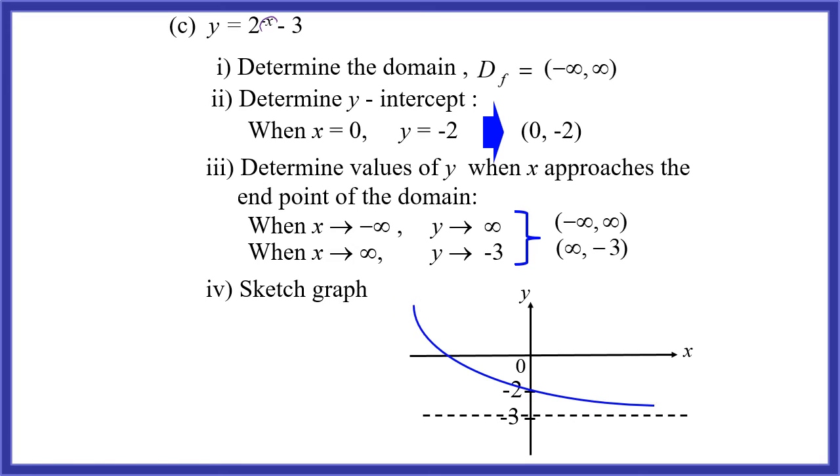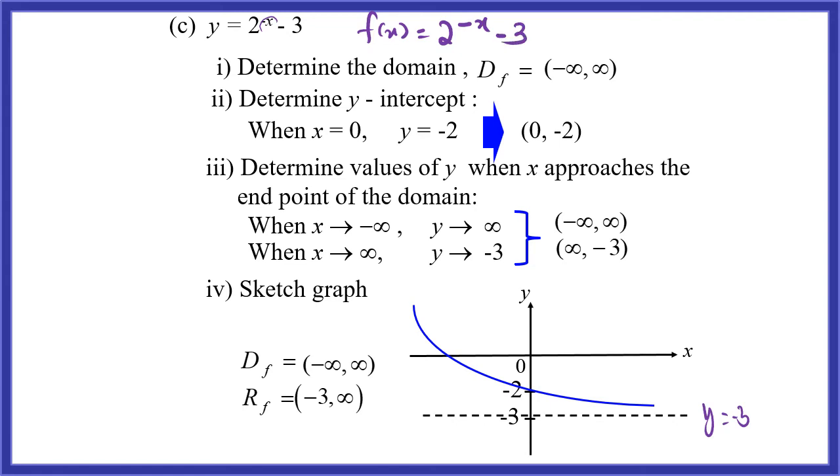Now we have the graph already, we have the domain, and now what is the range? The graph is plotted on the side where y is more than negative 3. So the range starts from negative 3 up to infinity, with an open bracket. Okay, so this is for C, f(x) = 2^(negative x) minus 3. So let's see question D.